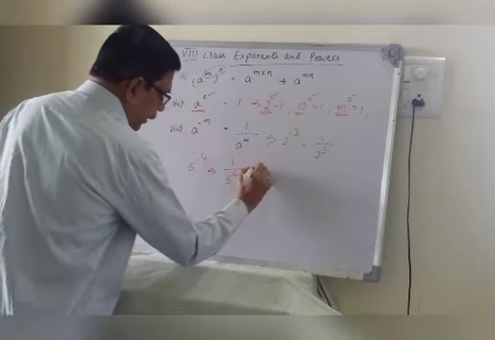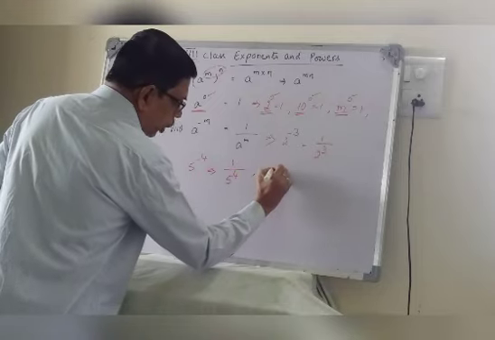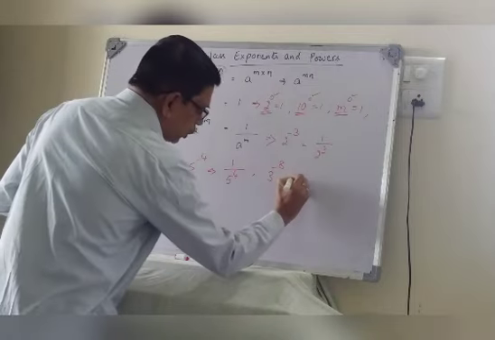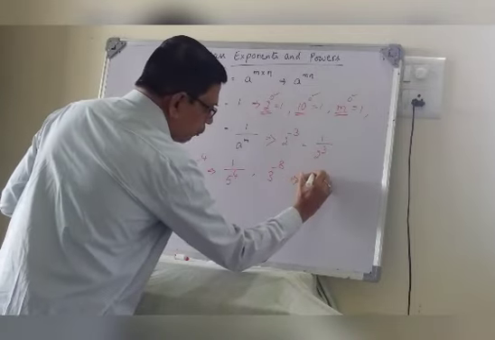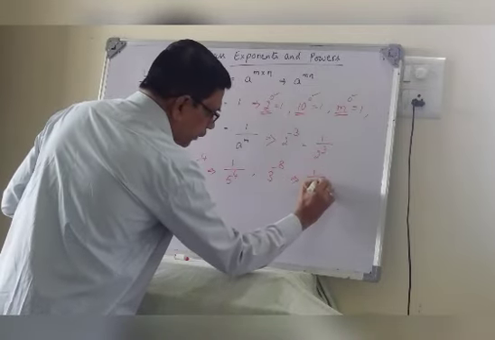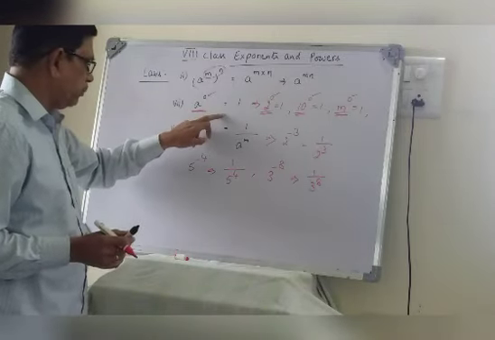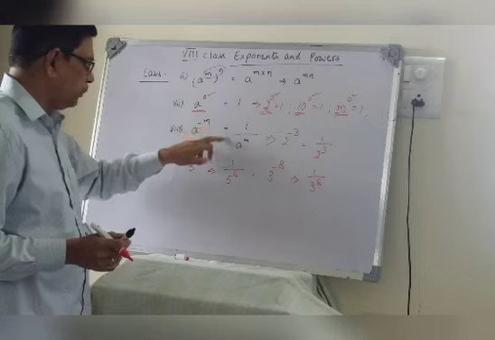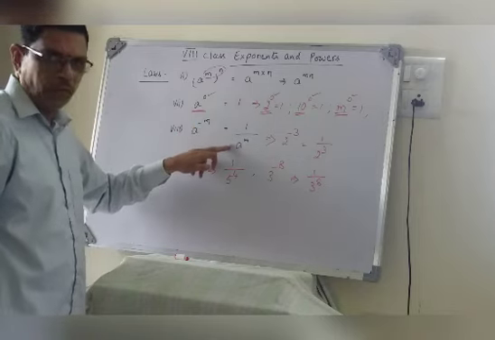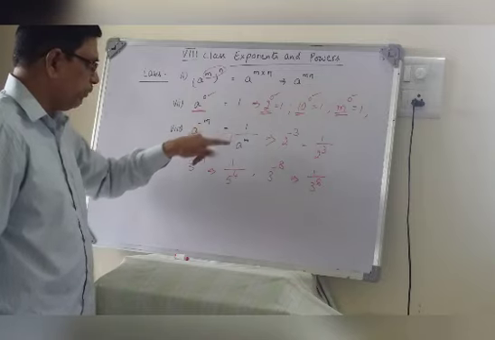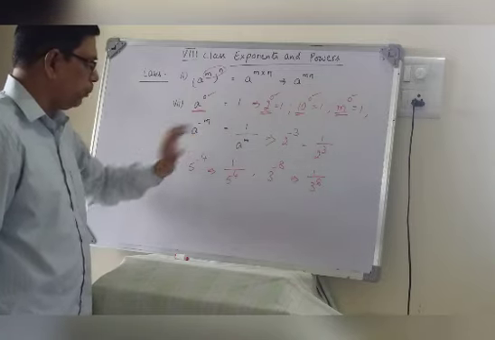Similarly, if you take 3 to the power of minus 8, this is equal to what? This is equal to 1 by 3 to the power of 8. Is it clear, all of you? A to the power of minus m is equal to what? A to the power of minus m is equal to 1 by a to the power of m. To remove this minus symbol from the power, we have to write 1 by a to the power of m.